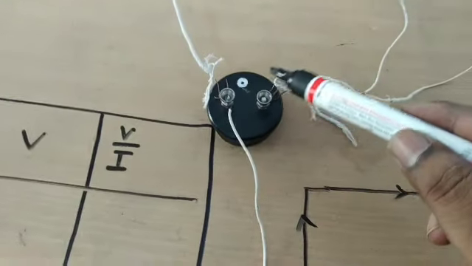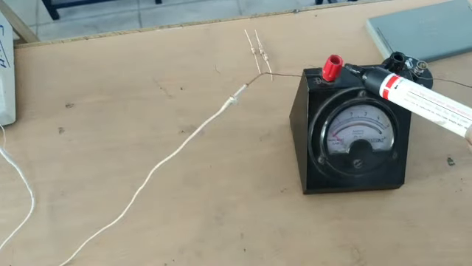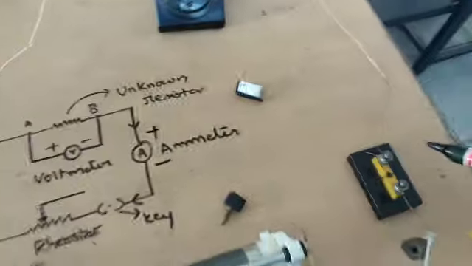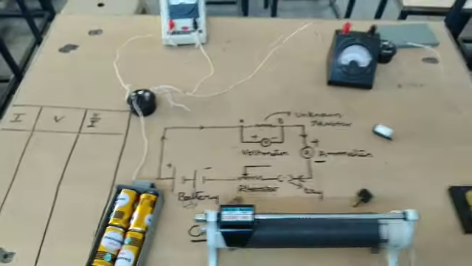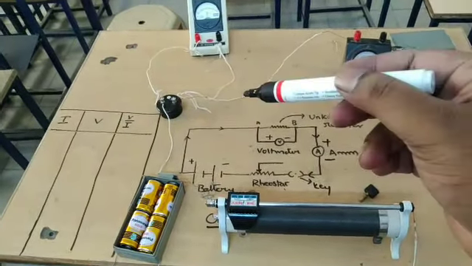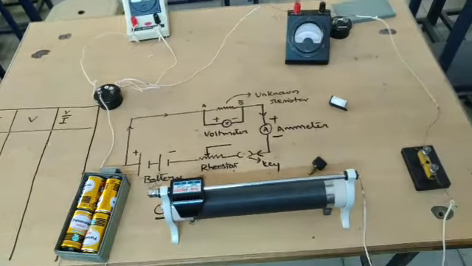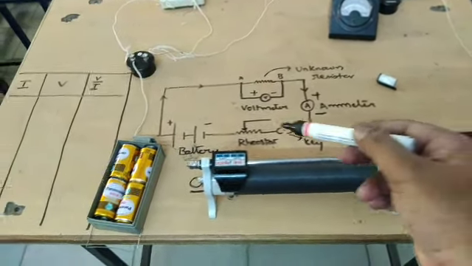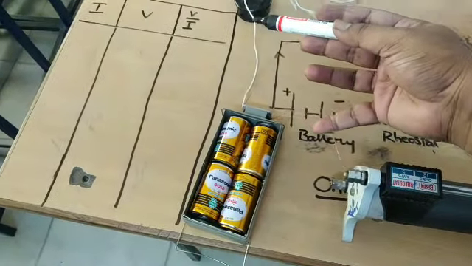So the resistor is connected to the positive of the ammeter and the negative of the ammeter is connected to the switch key. The switch key's other end is connected to the rheostat. So according to the circuit diagram, I have connected the battery to the resistor, to the ammeter positive, ammeter negative, to the switch key, the other end is connected to the rheostat, and the other end of the rheostat is connected with the help of a wire to the negative terminal of the battery.